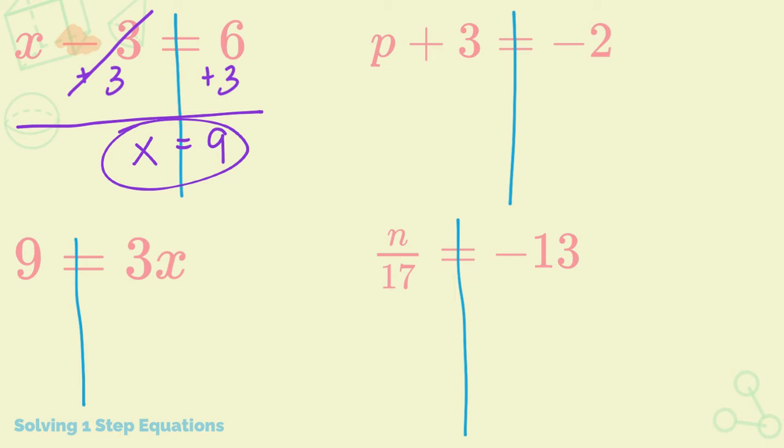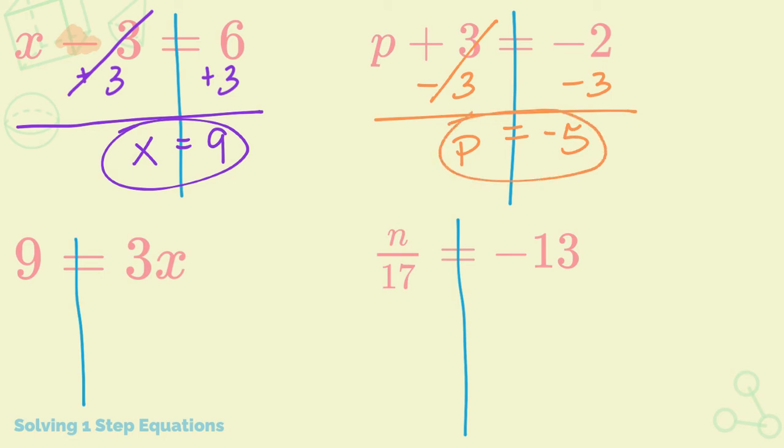So my answer is x equals 9. I can do the same thing with the next problem, except because I have addition, I'm then going to be subtracting on both sides. So that will leave me with p equals -2 plus -3, which is -5.